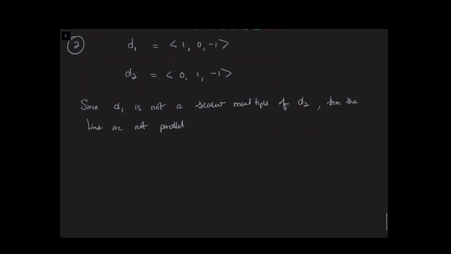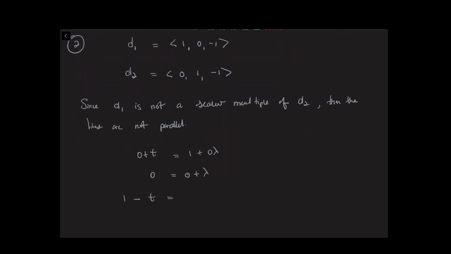Okay, so I'm going to take the two lines here and I'm going to equate them. So the first line gives me 0 plus t is equal to 1 plus 0 lambda. The second one gives me 0 is equal to 0 plus lambda. The last one says 1 minus t is equal to 1 minus lambda.